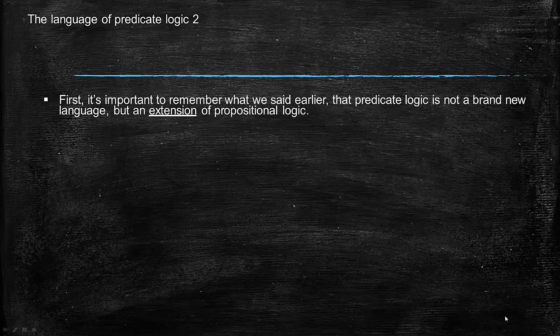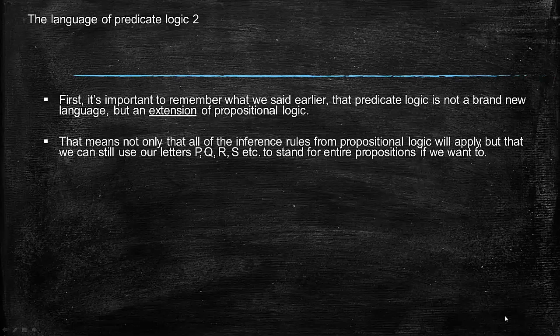So I've told you this before, but remember, predicate logic is not this brand new language. It's actually just an extension of propositional logic, an addition of power to propositional logic. What that means is not only that all the inference rules from the propositional logic will continue to apply to predicate logic when we get to the predicate calculus, but that we can even still use our letters, capital P, Q, R, and S, to stand for entire propositions if we ever want to do that.